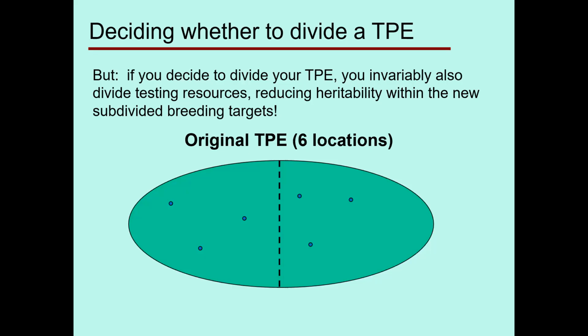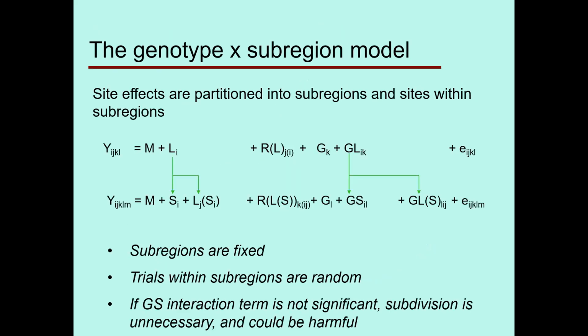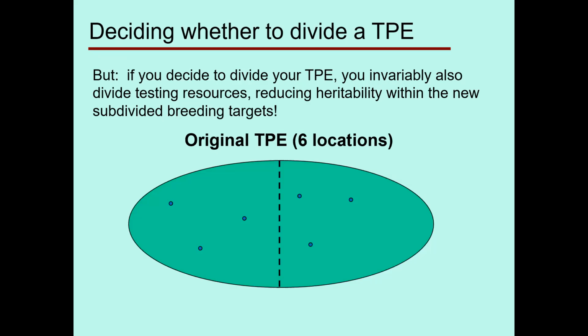So this has the potential to reduce heritability, doesn't it? And so before you make that decision, you really have to justify it. And how do you justify it? You assume there's a low genetic correlation between these two subregions, and that subdividing will allow you to increase the rate of genetic gain that you deliver within each subregion. And this can be modeled, and you can come up with a prediction for whether you should do this or not.